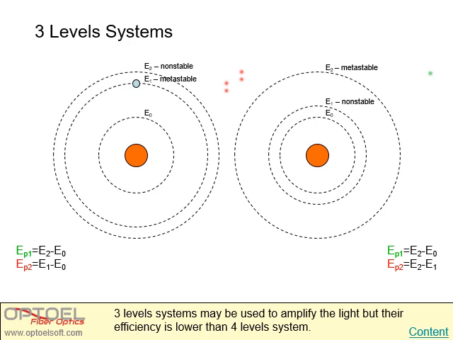However, the green photons can also interact with the electrons on E2. That reduces the probability for the red photons to produce stimulated emission. This will reduce the gain efficiency of this system. In conclusion, while three-level systems can be used to amplify photons, their efficiency is lower than four-level system.